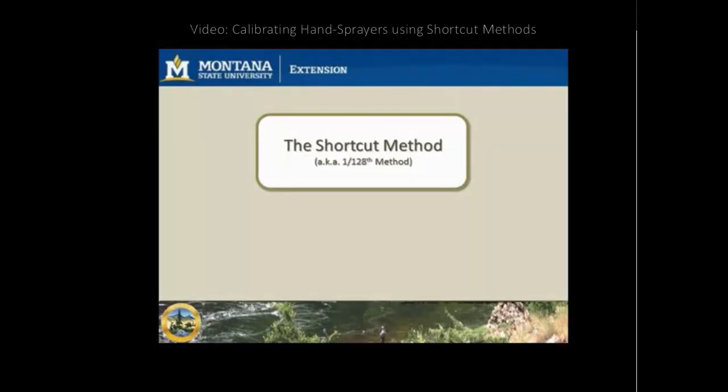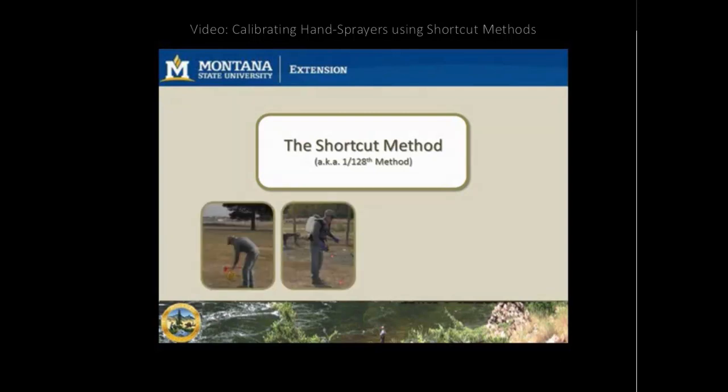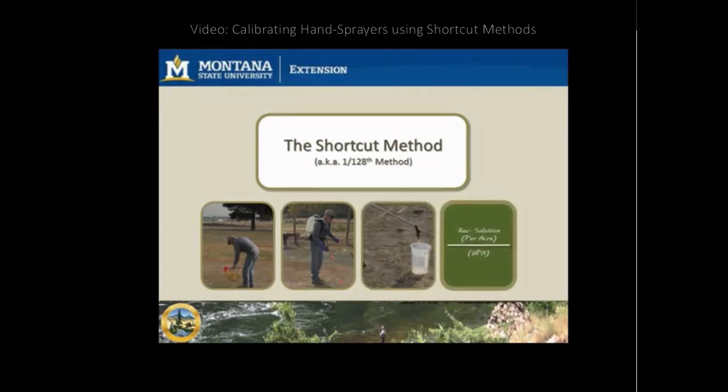So as you can see, calibrating your backpack sprayer is an easy process using this short 4-step method. Mark the area, time the spray, measure the application, and calculate the quantity of pesticide needed.